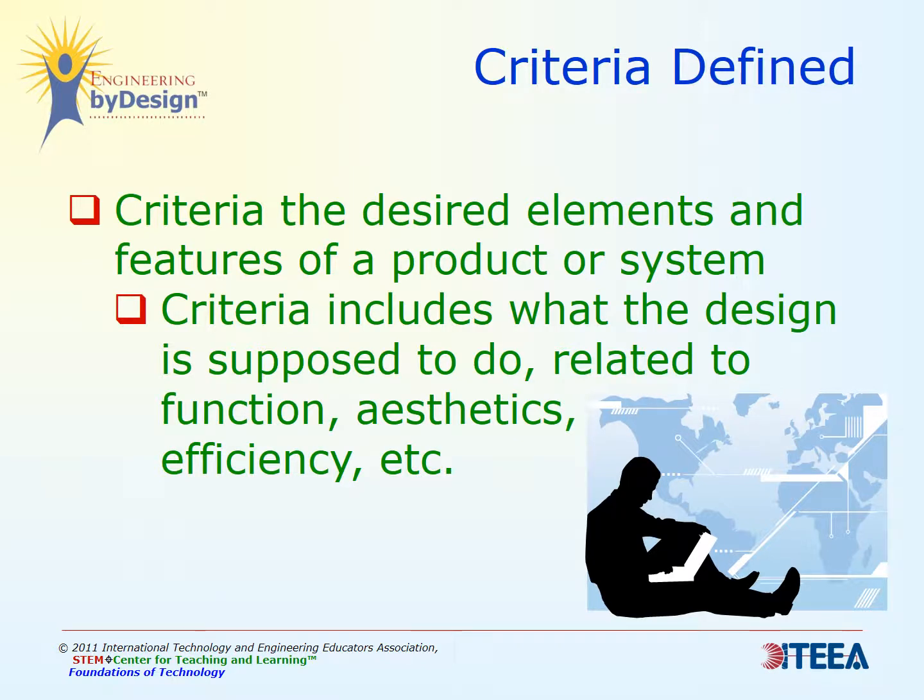Criteria defined. This was our word of the week. Criteria is the desired elements and features of a product or system. The criteria will show you what the design is supposed to do, what is related to the function, the aesthetics, what color, how large is it. You want to make sure that your aesthetic shows something that's pleasing. It'll be more appealing to people. They'll buy it. It will also look at the efficiency and other things.